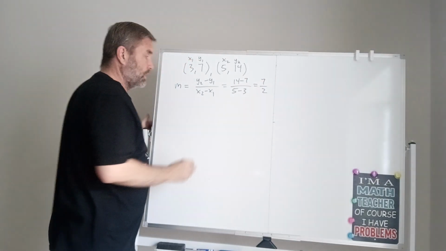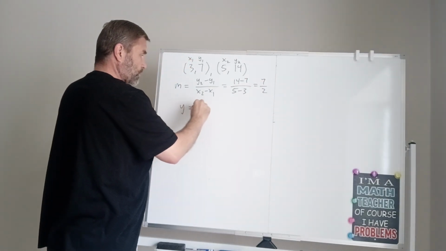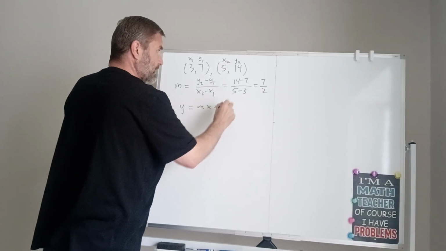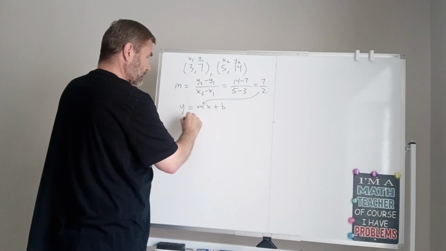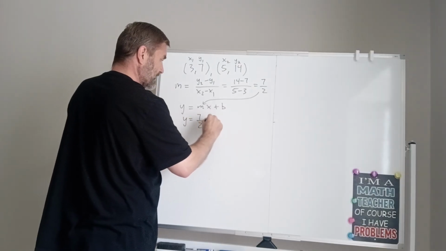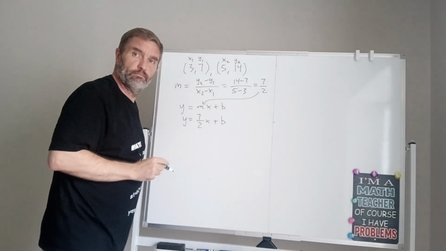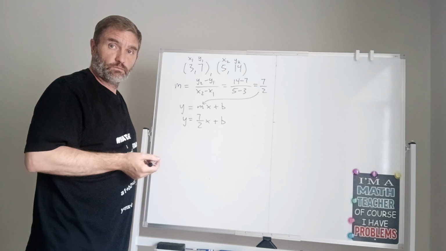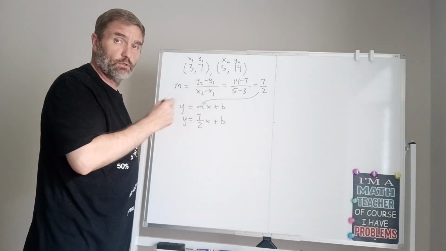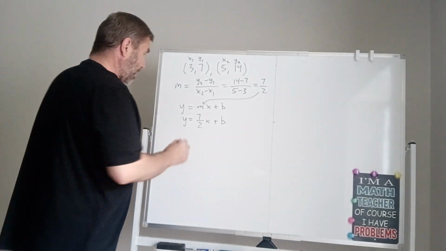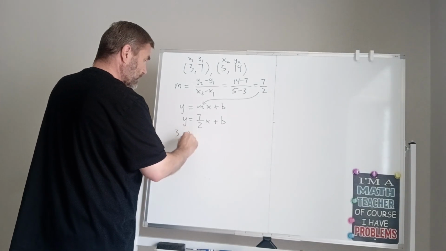That's my slope. So in my slope-intercept form equation, y equals mx plus b, this is my m, so it's going to go right here. So now I have y equals 7 halves x plus b. Okay, now what you want to do from here is you've got 2 points up here. You can use either one, okay? I'm going to use 3, 7 because it's smaller numbers.